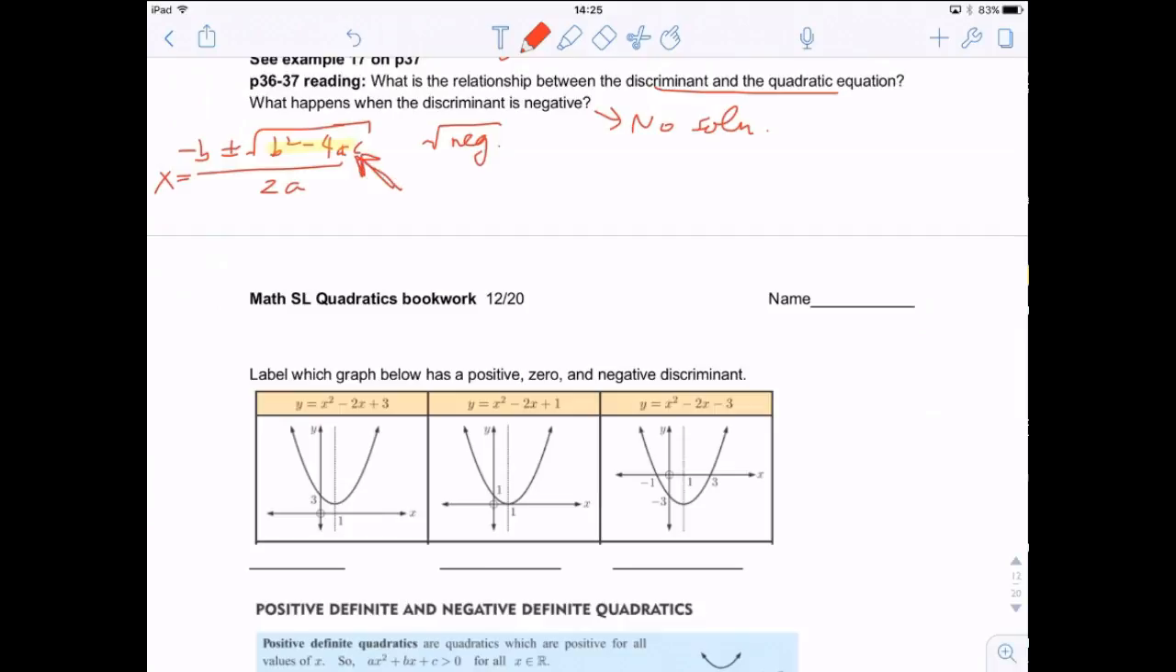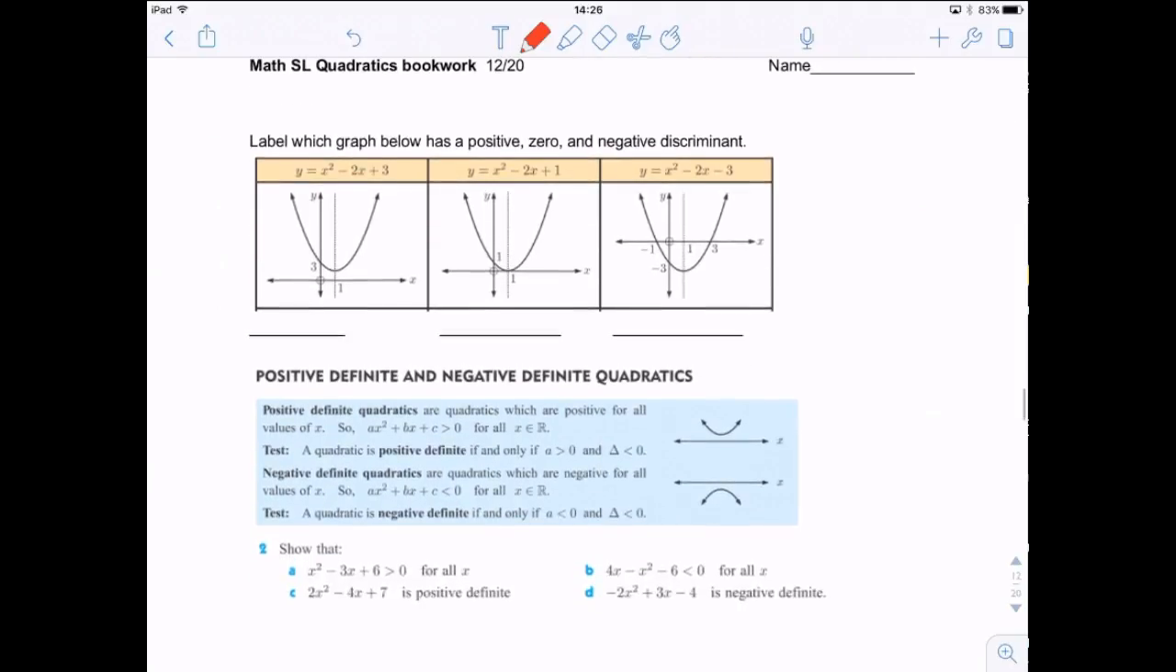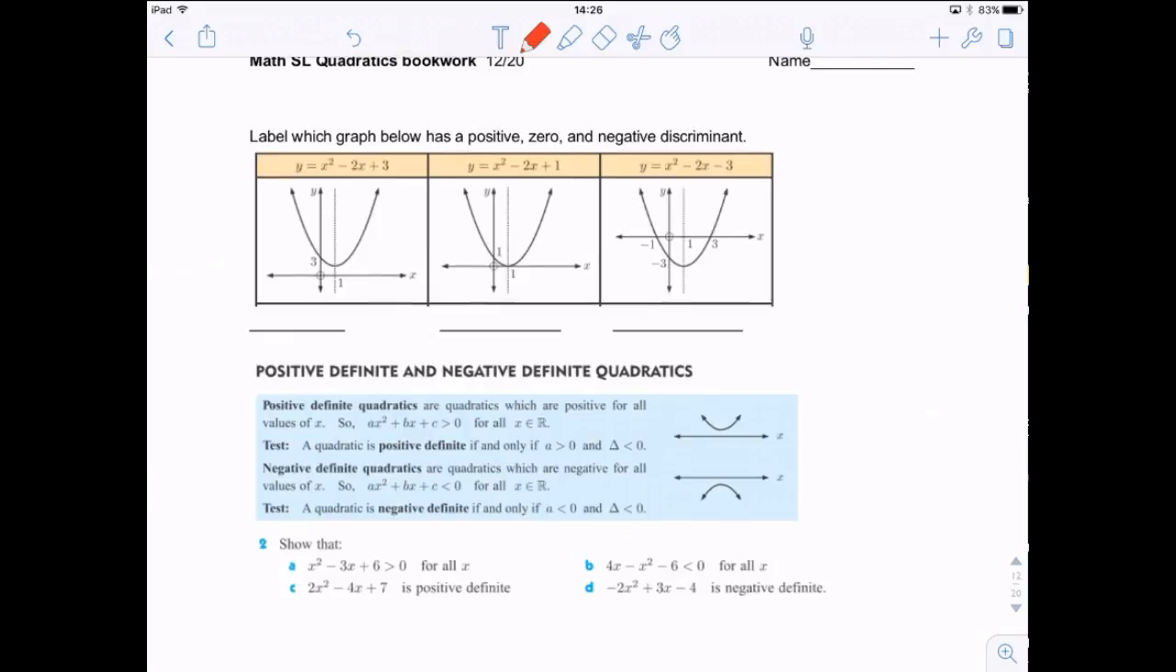What happens when the discriminant is negative? When the discriminant is negative, there's no solutions for the square root, and you end up with no solutions for the quadratic equation, which means there are no x-intercepts, which means the parabola does not cross the x-axis. If there's one solution, the quadratic touches the x-axis at one point. If there's two solutions, it crosses at 2 points, and if there's no solutions, it does not cross at all.